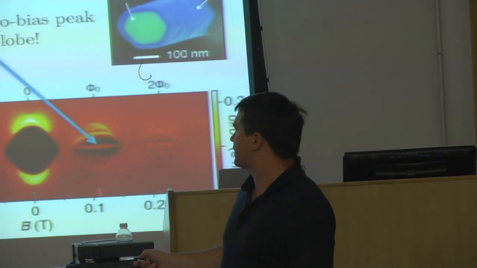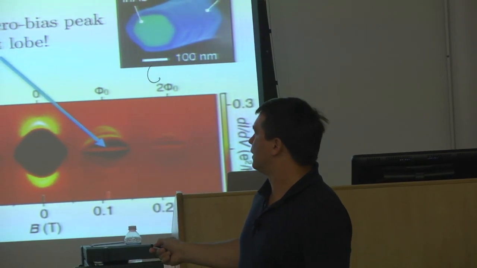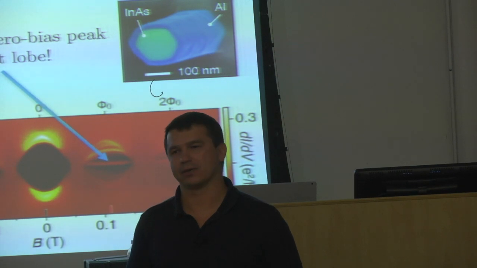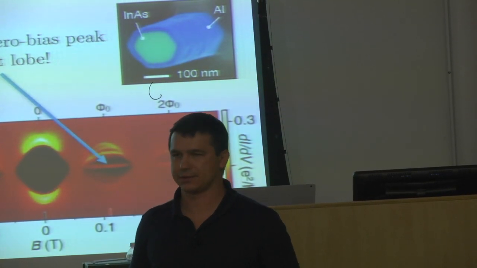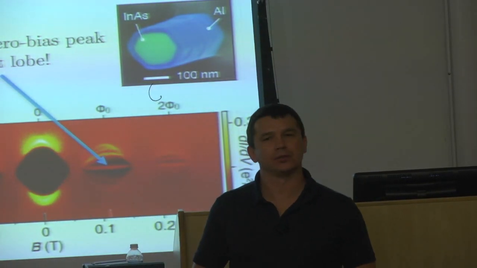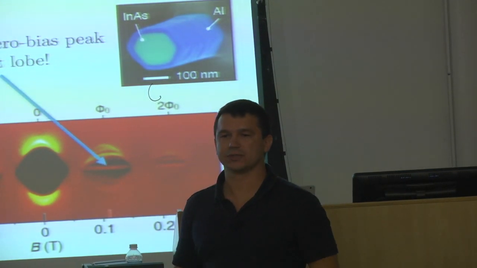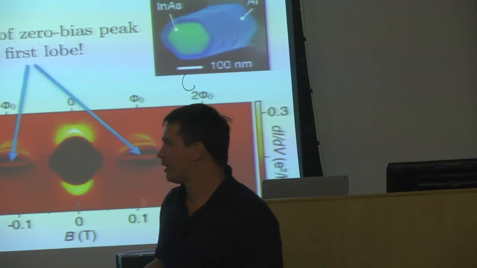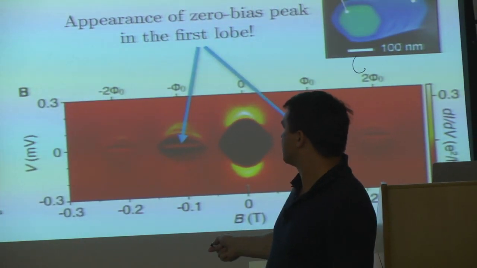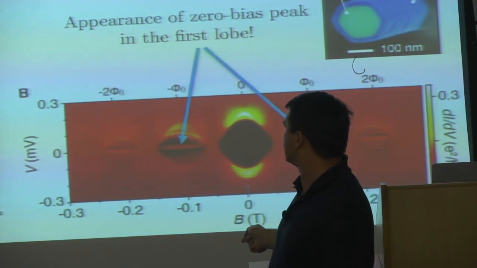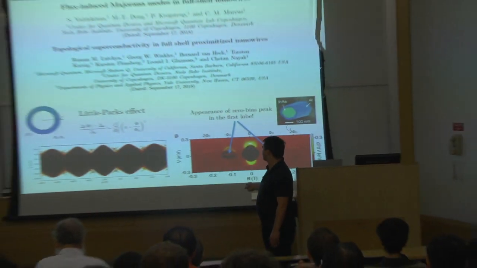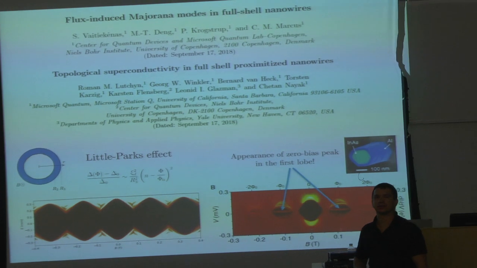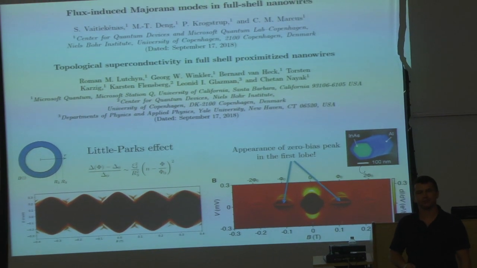So if you just take a hollow superconducting shell, this physics is well known in condensed matter. It goes back to Little-Parks. Little-Parks showed that if you have a hollow cylinder and you apply a magnetic field along the direction of the cylinder, then there is modulation of the gap. This is shown here. This is actually a theoretical simulation for this system, and we understand the magnitude of this modulation.